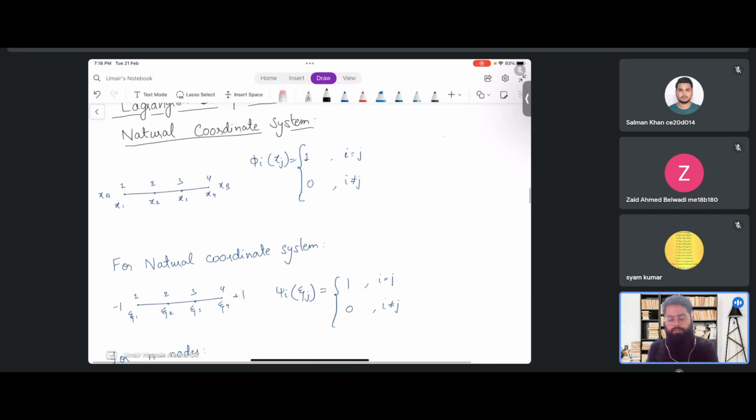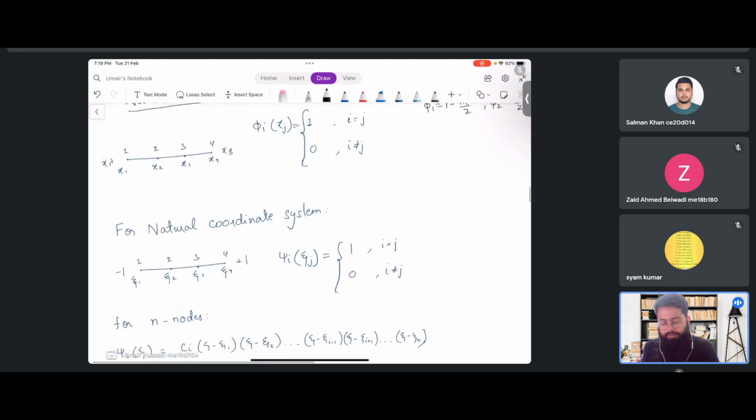I think it was something like phi1 equals 1 minus h by 2, to h by 2. I think it's one way or the other; either this is phi1 or this is phi2. Similarly, we can also define these interpolation functions for the natural coordinate system.